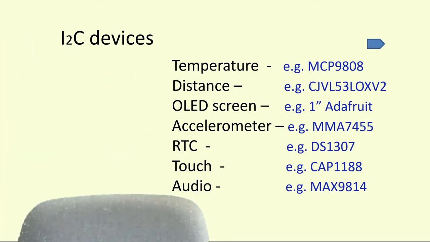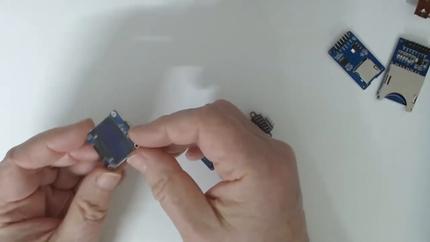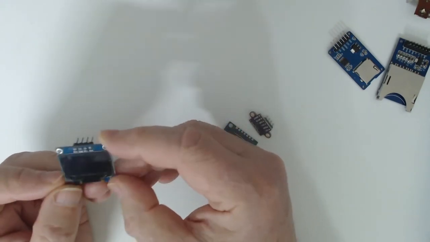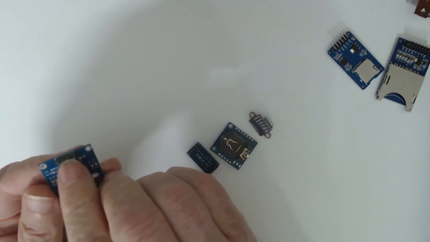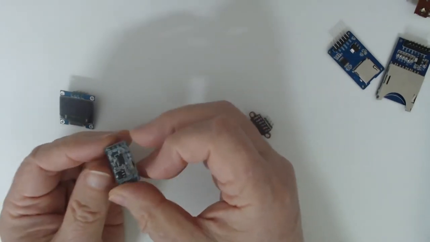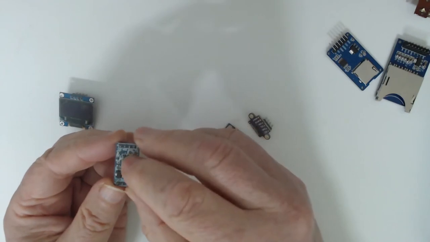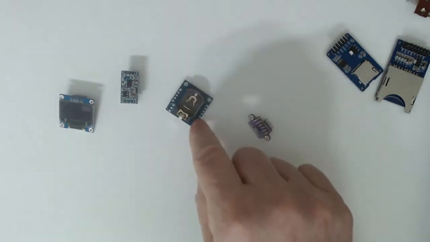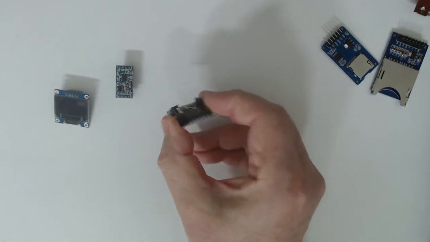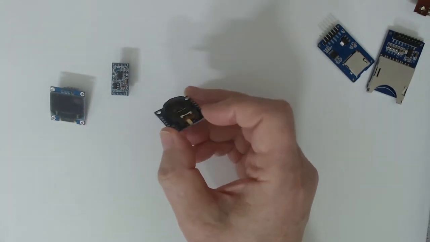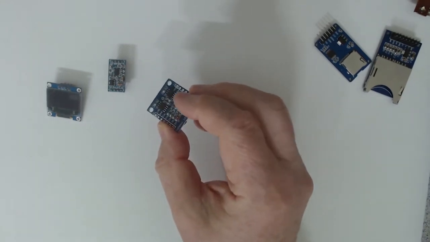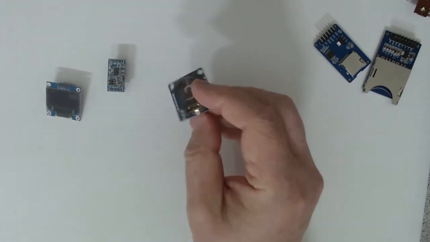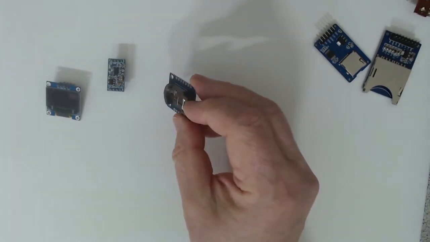Let me just show you some of these. There's a tiny little OLED screen. And the pins here are power and the I2C. There's a radar one that measures distance from that little component there. And again, the output is I2C. There's a real-time clock. You just put a 2032 battery in there and the circuits underneath will maintain the clock. So you can switch off and it'll know the exact time when you switch back on. Very similar to what you find inside a PC.